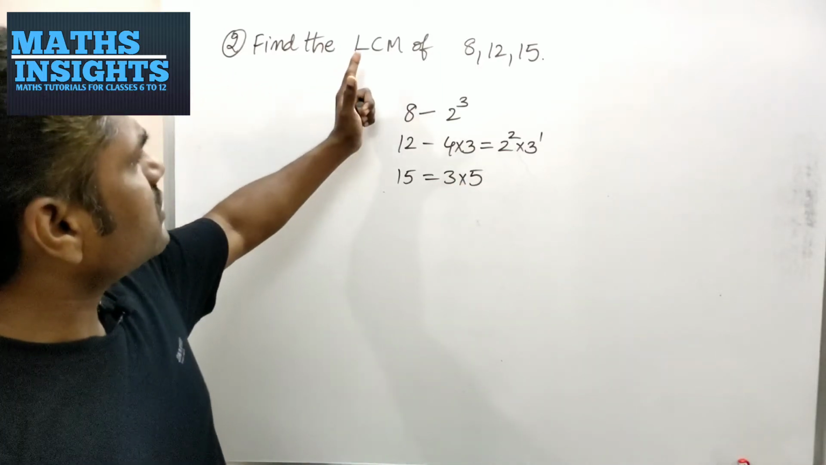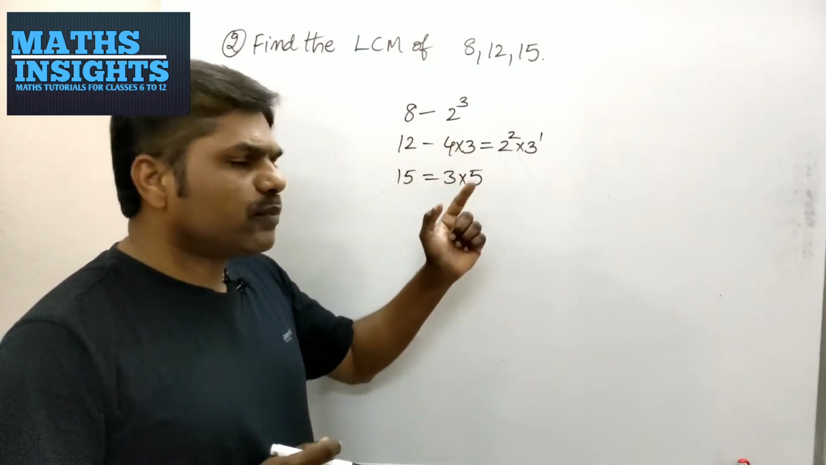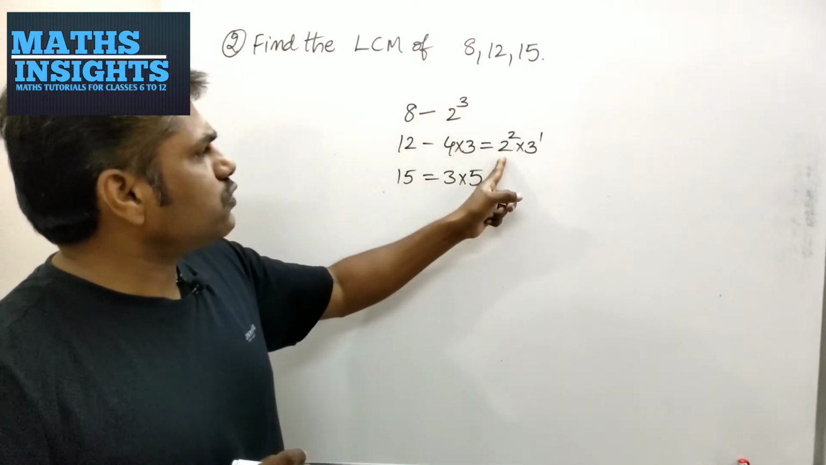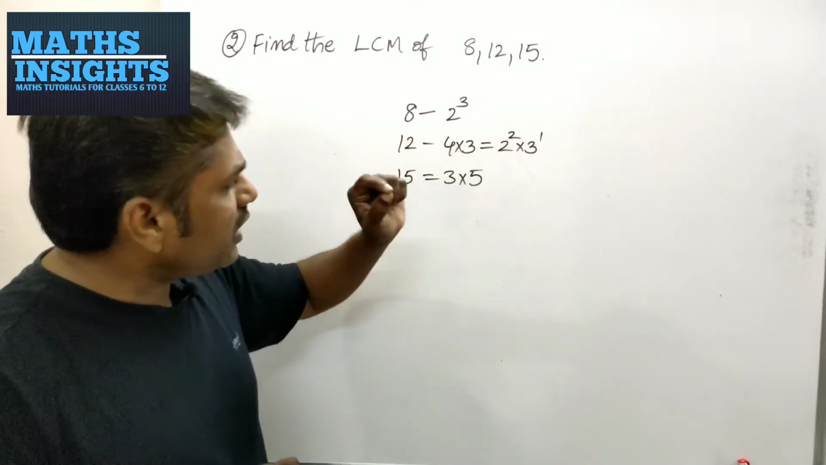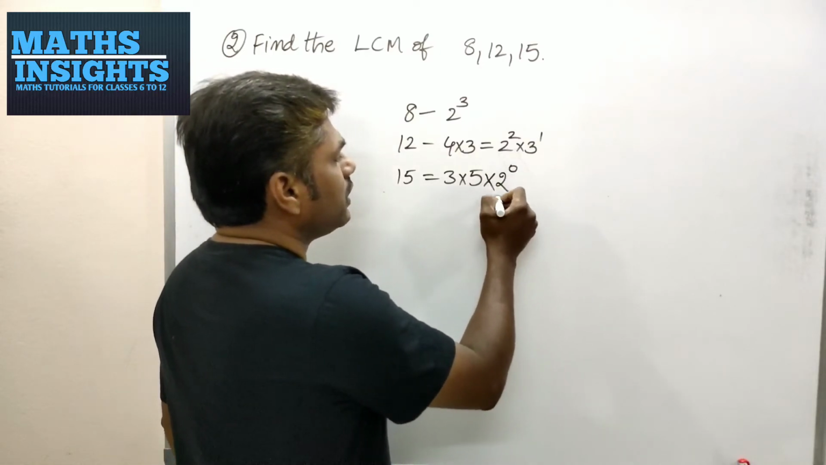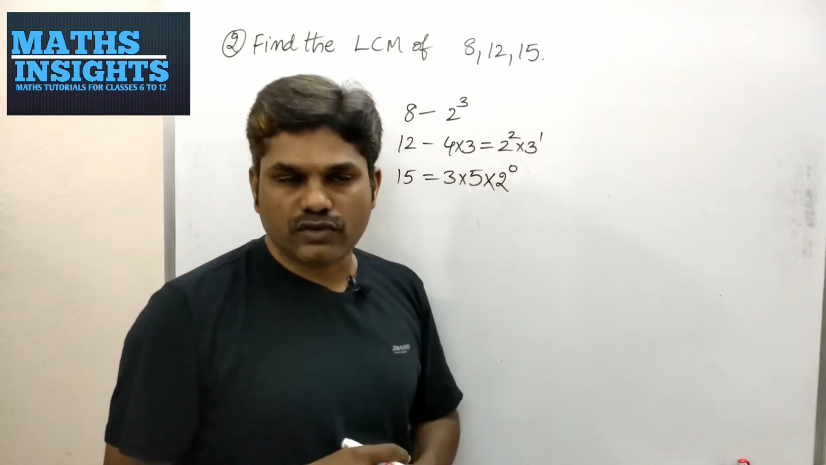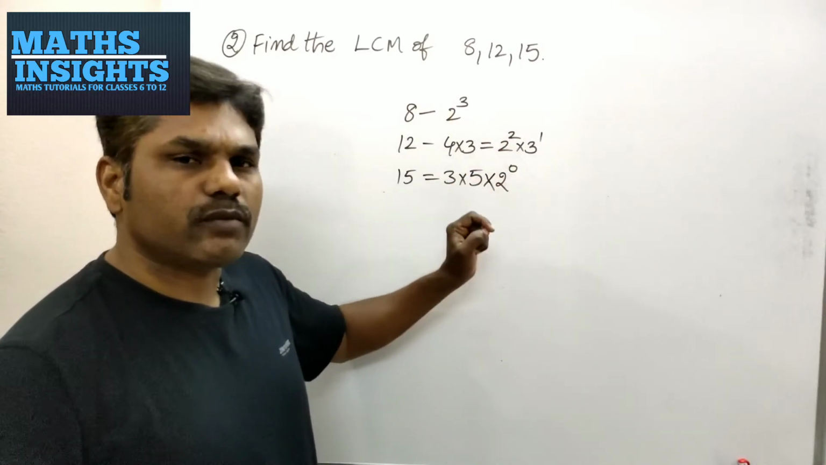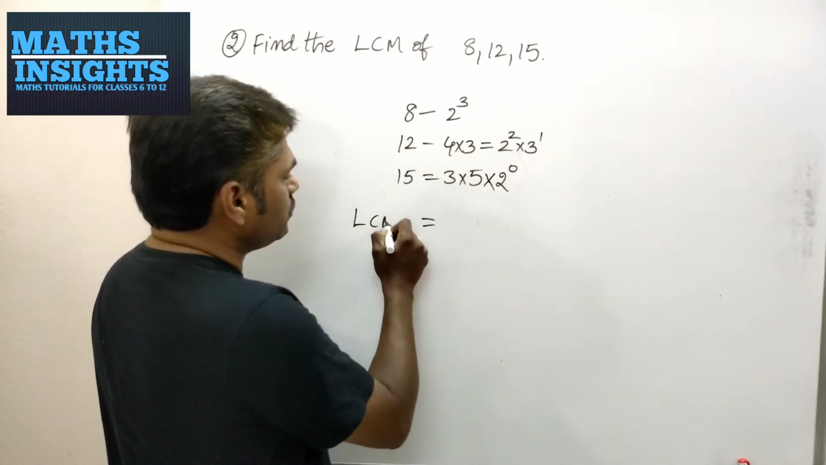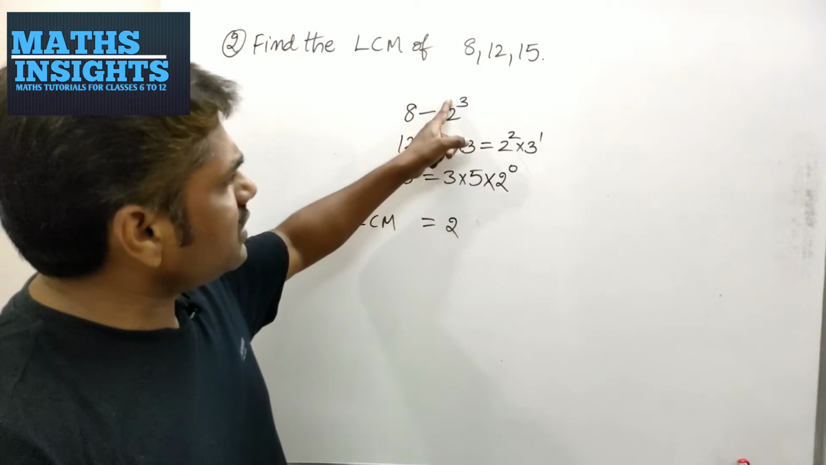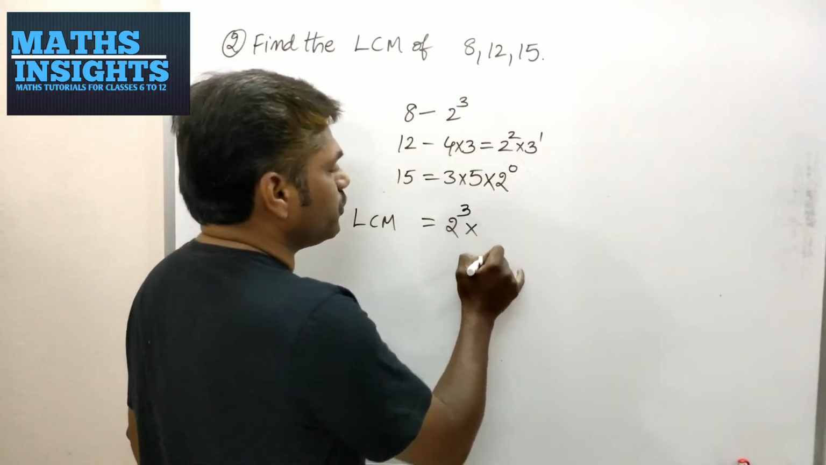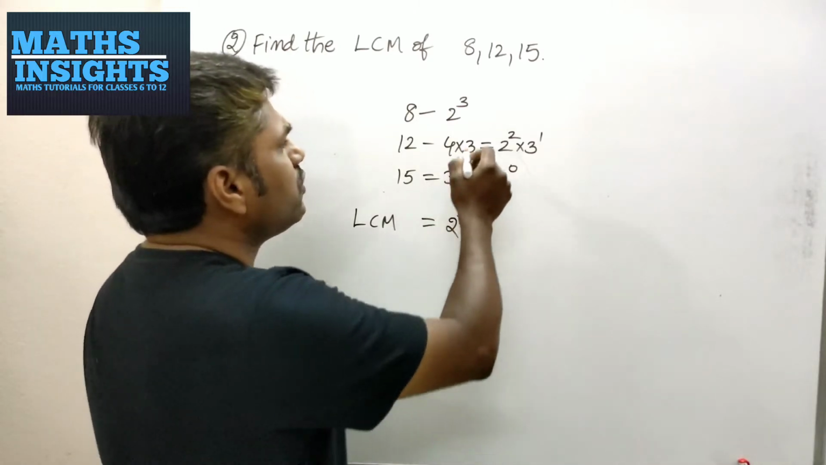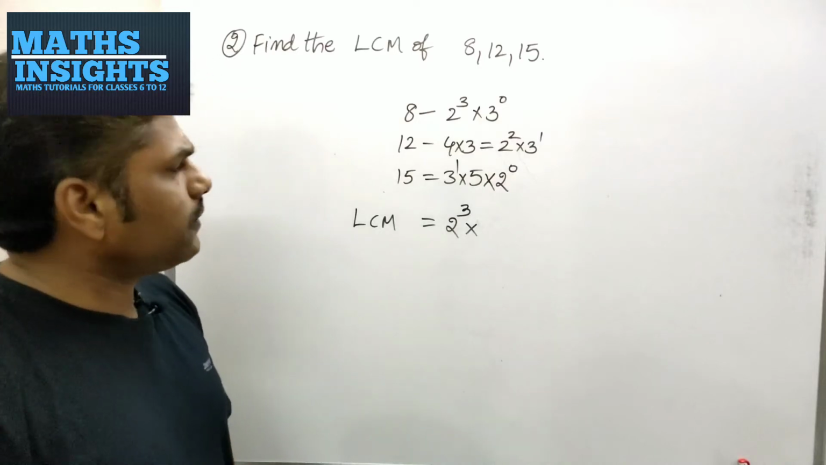In this case, they are asking LCM. You have to take each prime factor with the highest power. If you observe, 2 cube is here, 2 square is here, and you don't find the prime number 2 in 15, but you can write it as 2 power 0. Anything power 0 is 1 except 0 power 0. So for my convenience, I am writing 2 power 0 to make it common in every number.